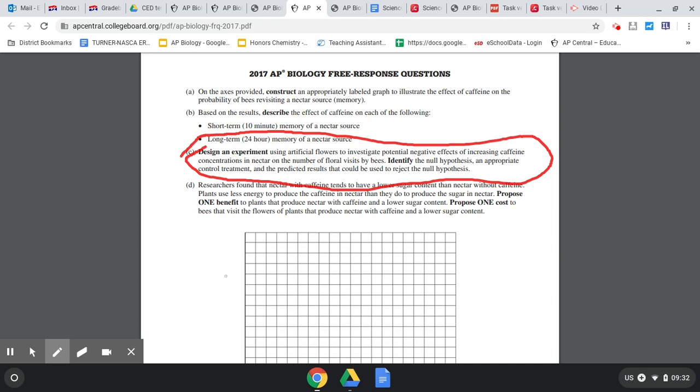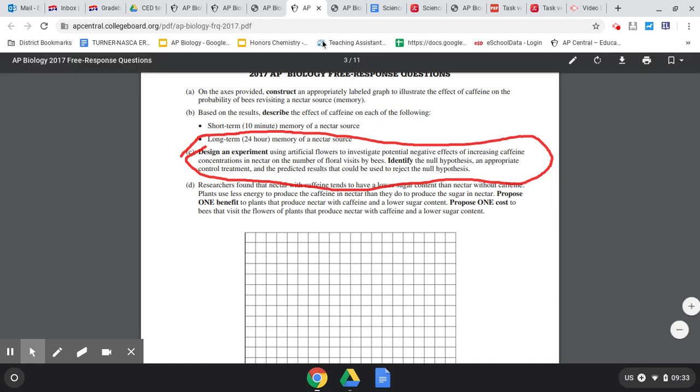So what's the independent variable, the thing I control? I'm going to control how much caffeine there is in the nectar. And the thing that we measure, or the dependent variable, will be how many times those bees visit those flowers. Okay, so what we're being asked to do, our task verb here, is identify. So just point it out: the null hypothesis, an appropriate control, and the predicted result. Okay, just identify.